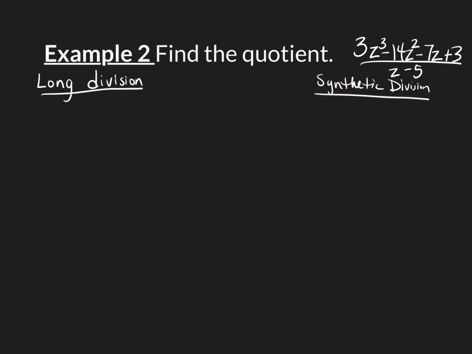Okay, so let's set it up for long division. The divisor is z minus 5. The dividend is 3z cubed minus 14z squared minus 7z plus 3. And I just remembered something that we need to talk about. And you may want to go back and add it at the beginning when I talked about long division and synthetic division. It's essential that every exponent is represented in the dividend.